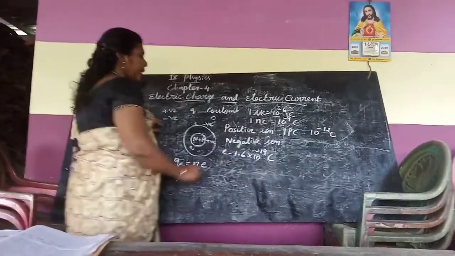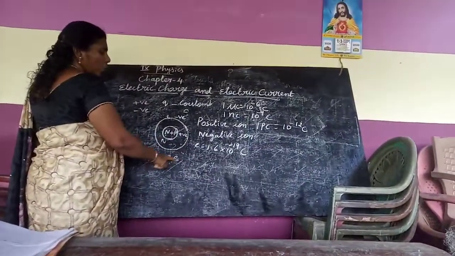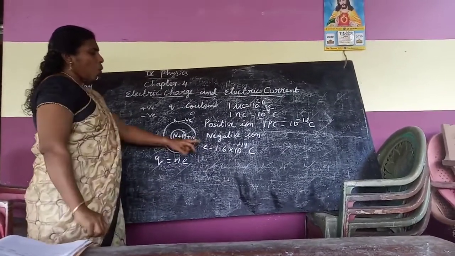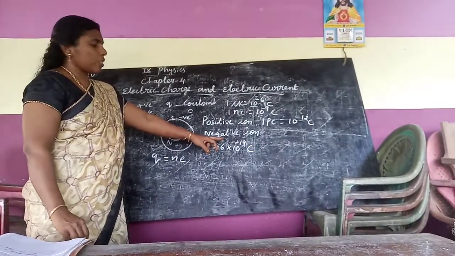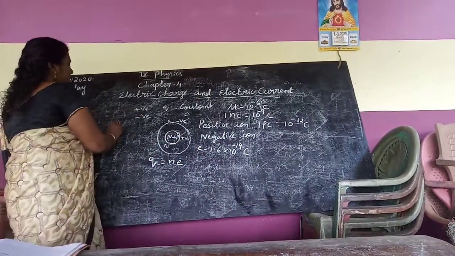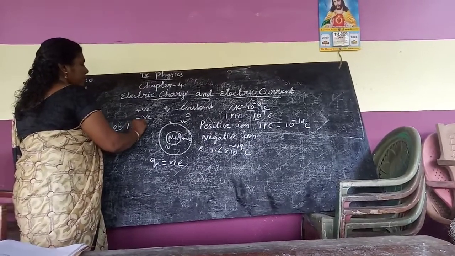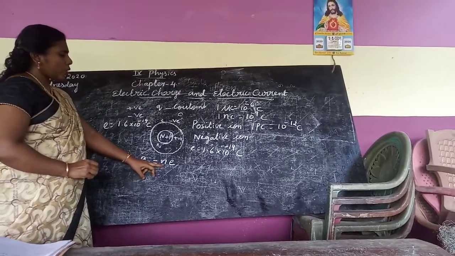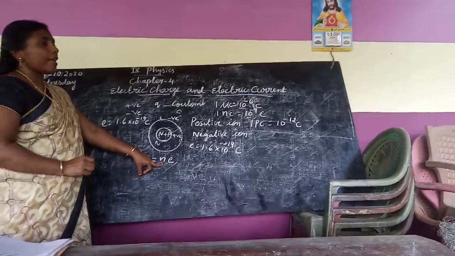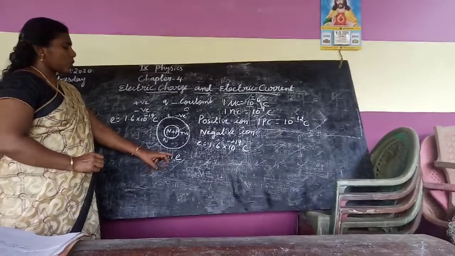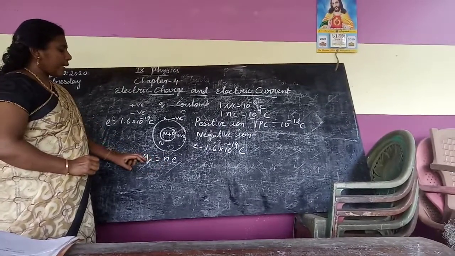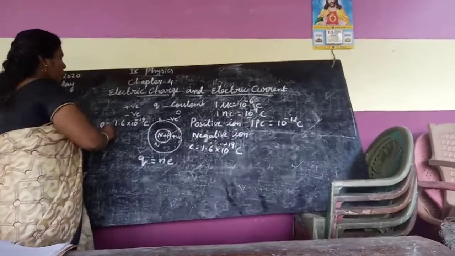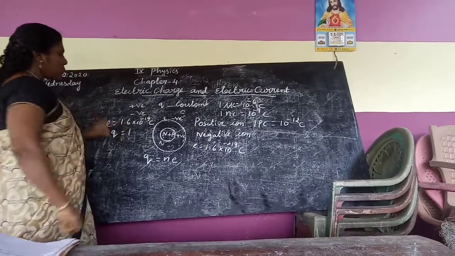Okay. So by using this formula you have to find the number of electrons. The value of E you already know. What's the value of E? 1.6 into 10 power minus 19 Coulomb. So you write E equal to 1.6 into 10 power minus 19 Coulomb. Now what do you have to find? N only. How many electrons? That's what they asked. The charge is given: 1 Coulomb of charge. So Q equal to 1.